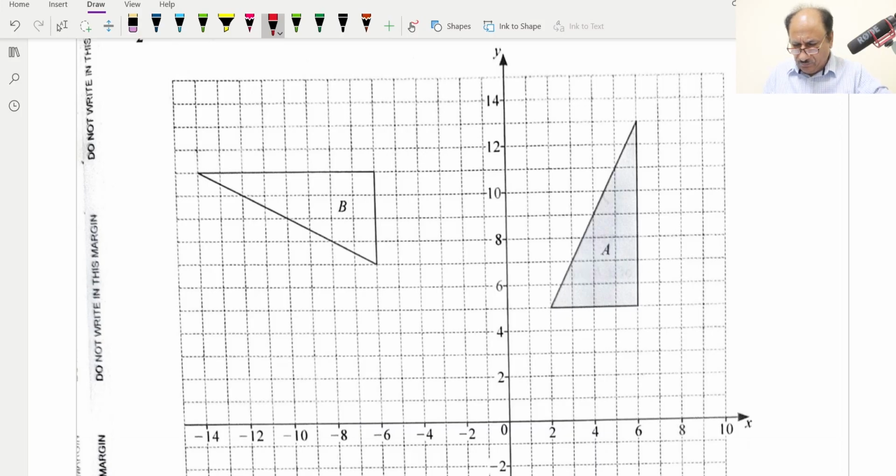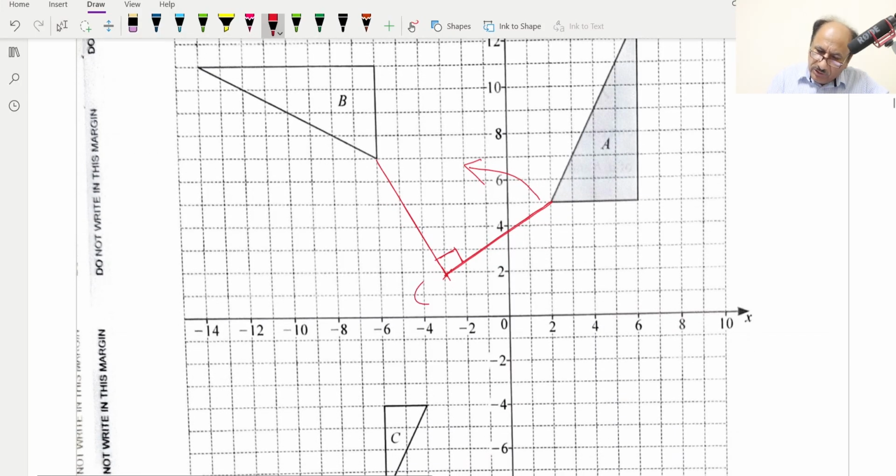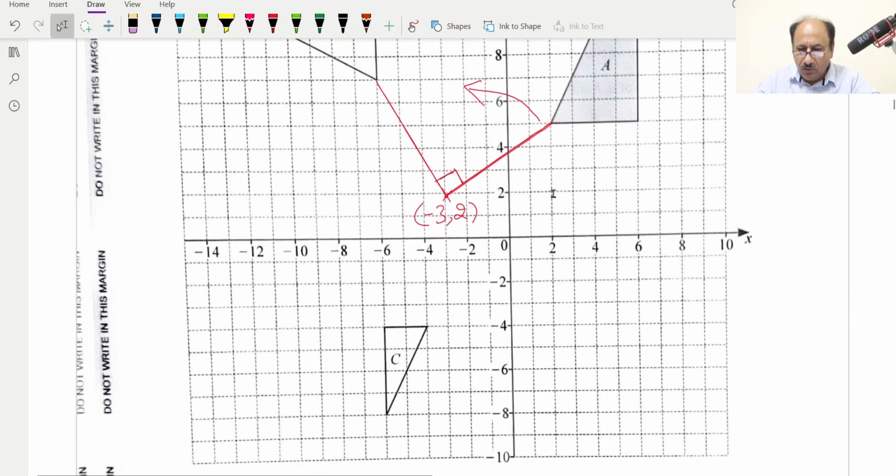If we check from this point and draw a line, for example, I'm trying to show this line, and similarly from here we can show this one. We can use different methods. We can use tracing paper, we can use a compass, or whatever you like. But you can figure out this is 90 degrees and it is anti-clockwise, and the center of rotation is (-3, 2). So our answer will be giving all three details.